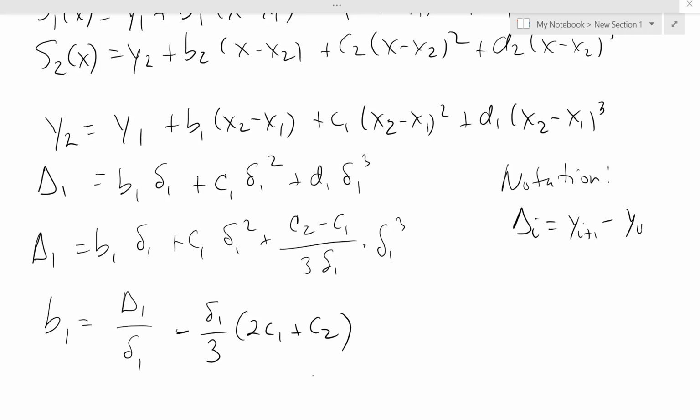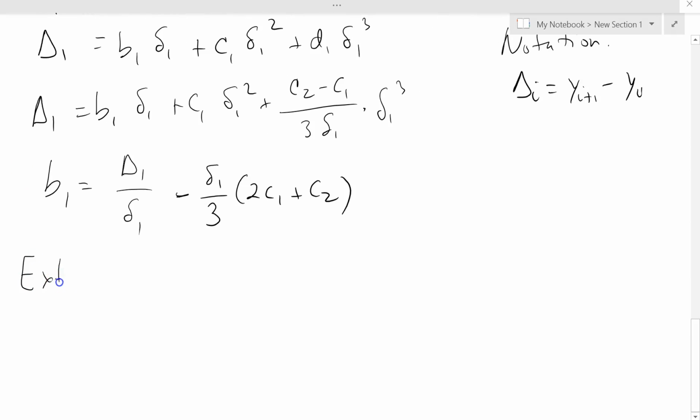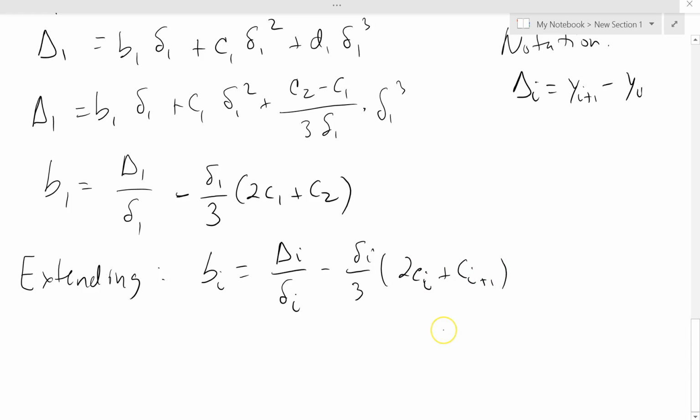Okay. So again, now we can write this in general. If we extend this, I can change all of these ones to i's. This would be an i plus 1. Right? So if we extend this, our b sub i will be capital delta i over little delta i minus little delta i over 3 times 2c sub i plus c sub i plus 1.